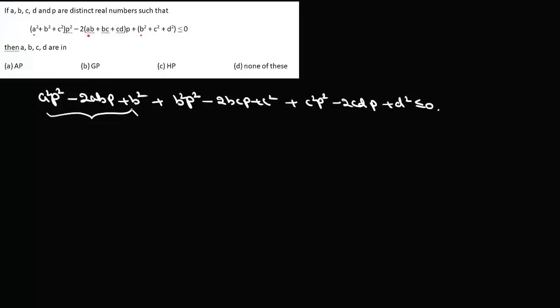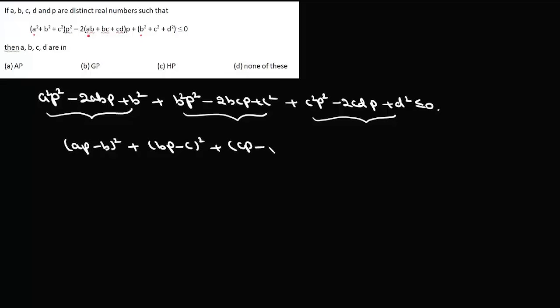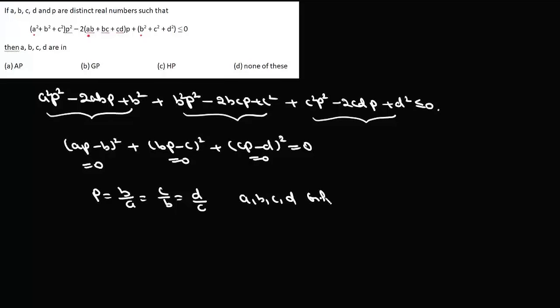Now these are nothing but perfect squares. This is ap minus b whole square plus bp minus c whole square plus cp minus d whole square, and it is equal to 0. Now a sum of squares is 0 if and only if each of these expressions is 0. So from here we get p as b by a, which is also equal to c by b, which is also equal to d by c. That means a, b, c, d are in GP. That means the correct option is this option B.